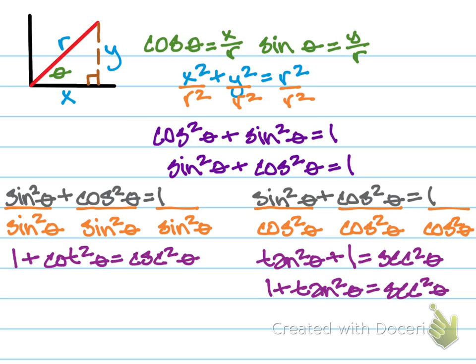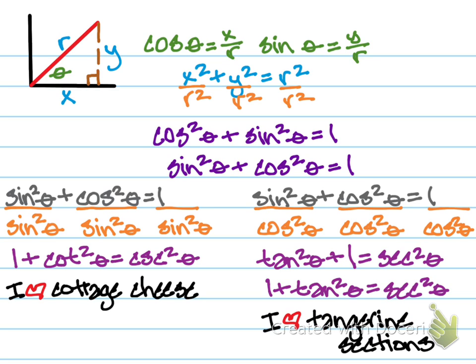So like I said a minute ago, sine squared plus cosine squared is 1 is pretty easy to remember. And I know we have a formula sheet that we can look at for the other two, but it's easier if you kind of have it in your head and you don't have to search for it every time. So I have a silly way to remember the other two. For the 1 plus cotangent squared, I remember the little mnemonic device, I love cottage cheese. And for the 1 plus tangent squared, that one is I love tangerine sections.